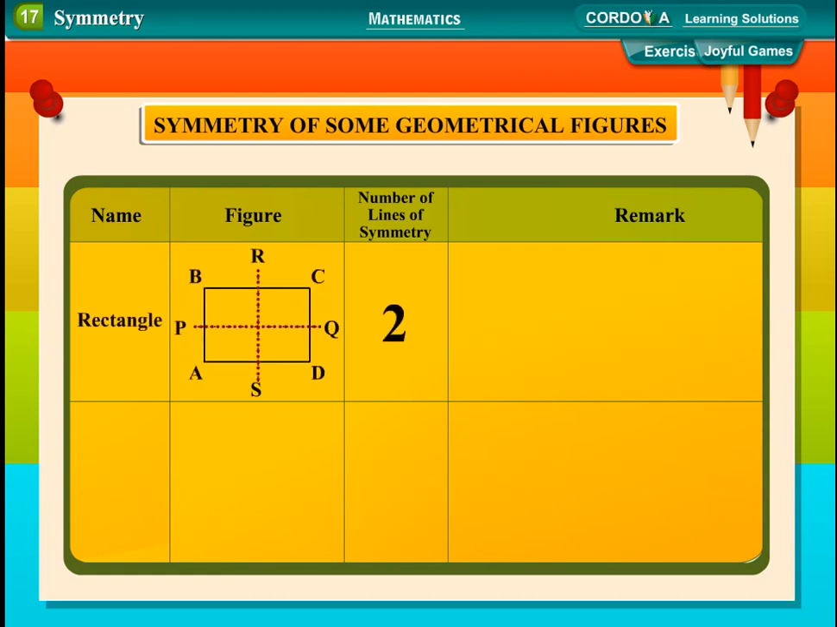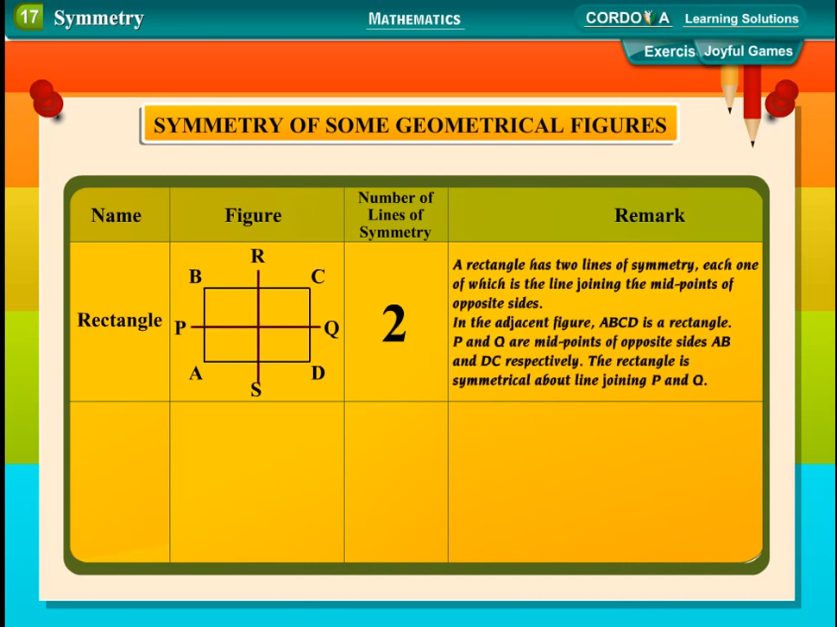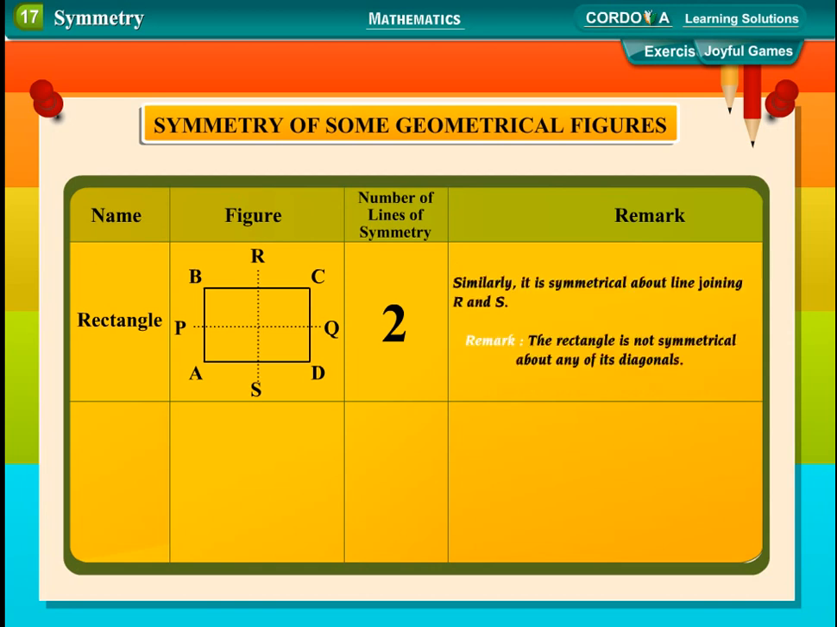Rectangle. A rectangle has 2 lines of symmetry, each one of which is the line joining the midpoints of opposite sides. In the adjacent figure, ABCD is a rectangle. P and Q are midpoints of opposite sides AB and DC respectively. The rectangle is symmetrical about the line joining P and Q. Similarly, it is symmetrical about the line joining R and S. Remark: the rectangle is not symmetrical about any of its diagonals.